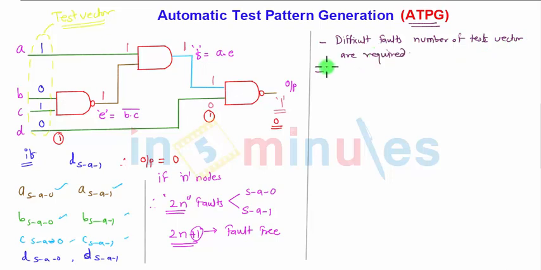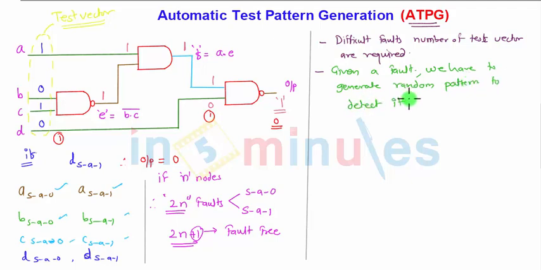Secondly, given a fault, we have to generate a random pattern to detect that fault. Means a fault is given to you, that is called given a fault. What we need to do is generate random patterns to detect it or to find out where the fault has occurred. Now this is a cumbersome technique, testing each test vector to find out each fault.